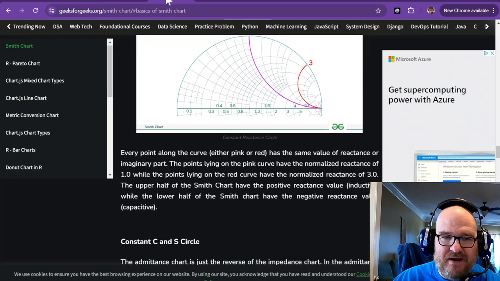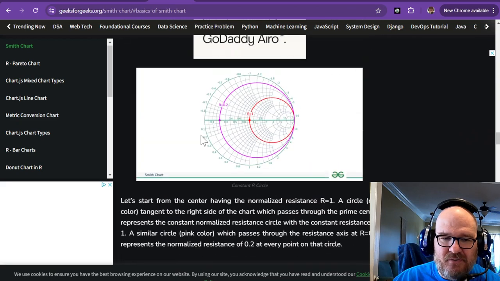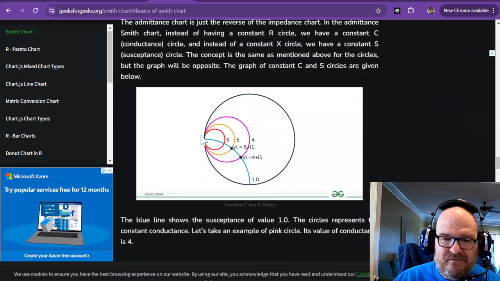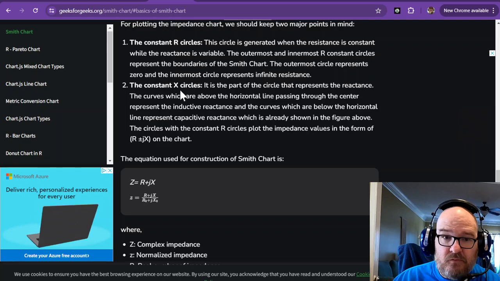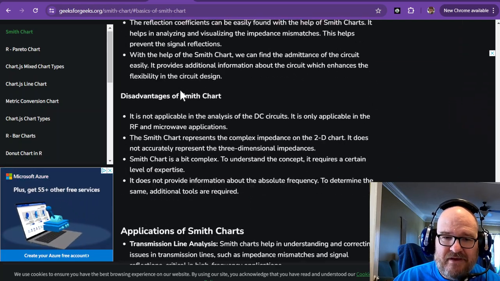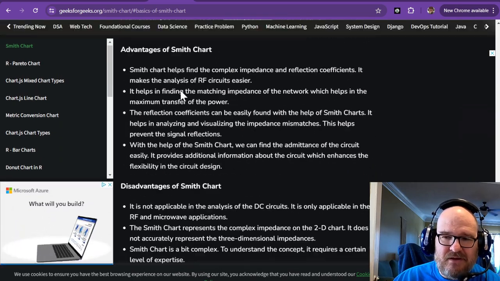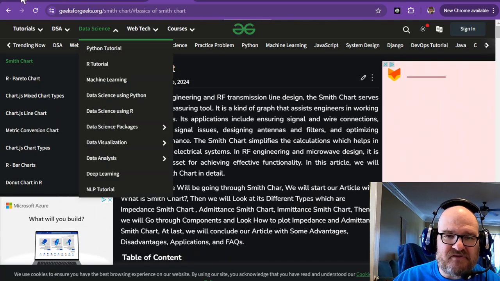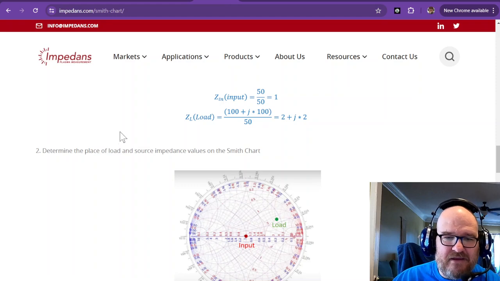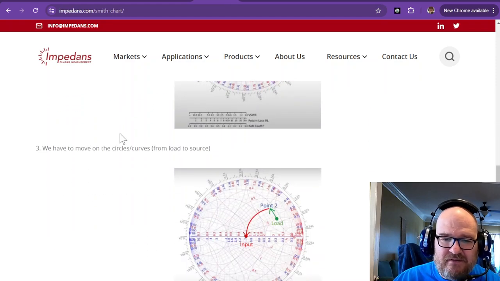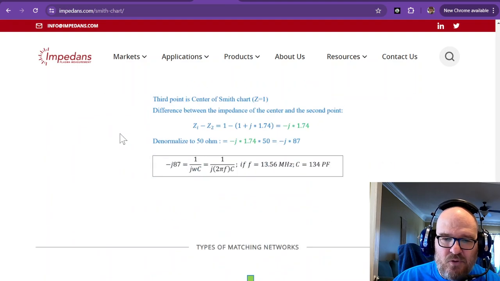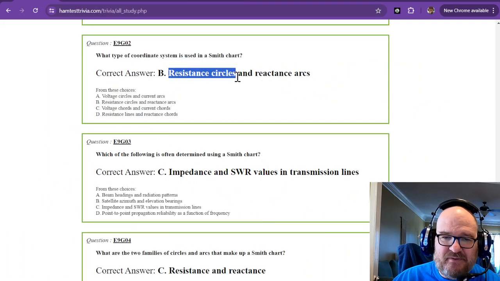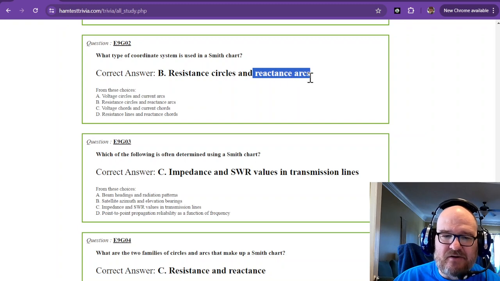I have another Smith chart right here, and it's showing different parts of the Smith chart. And of course, there's also resistance, and then there's the inverse of that, or the reciprocal, which is your admittance and all that stuff. So that's the Smith chart. You can read about it there. There's another site here that I found just through Googling that shows more of how to use the Smith chart. That's a little beyond what we need to know, though. So your answer is resistance circles and reactance arcs.